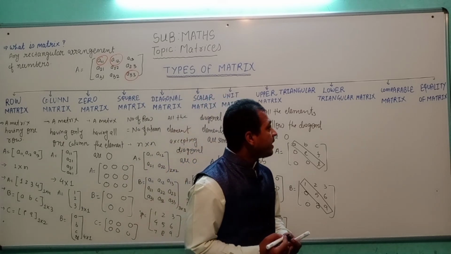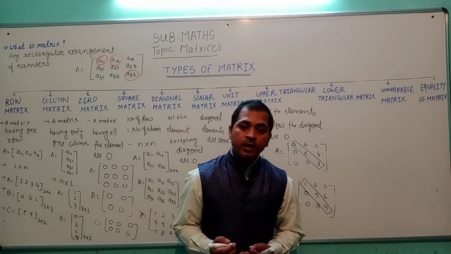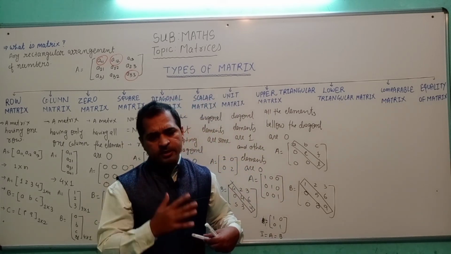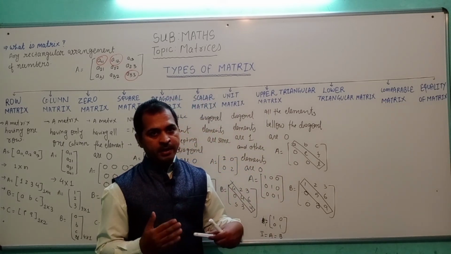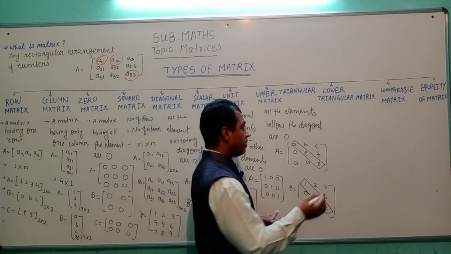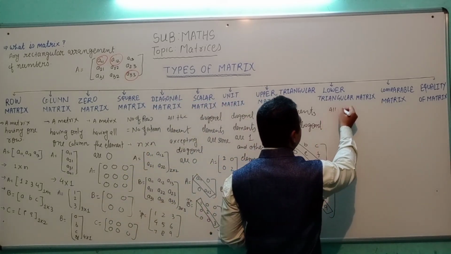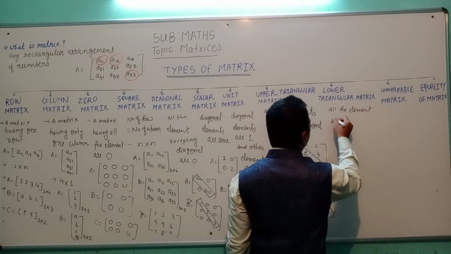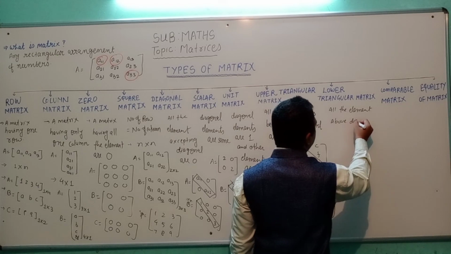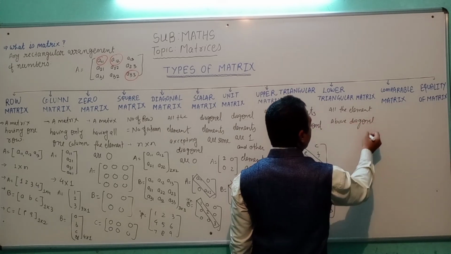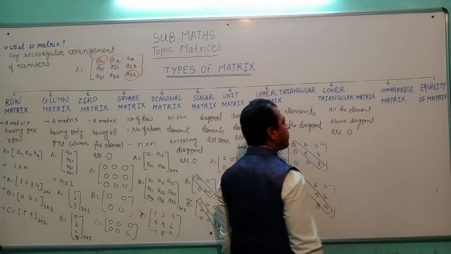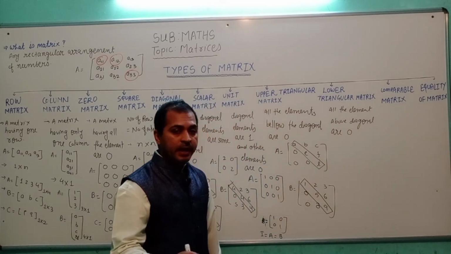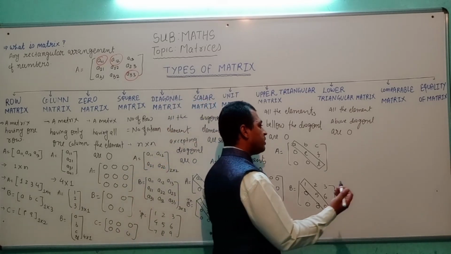Next is the lower triangular matrix. In a lower triangular matrix, students, all the elements above the diagonal will be 0. In a lower triangular matrix, all the elements above the diagonal will be 0.